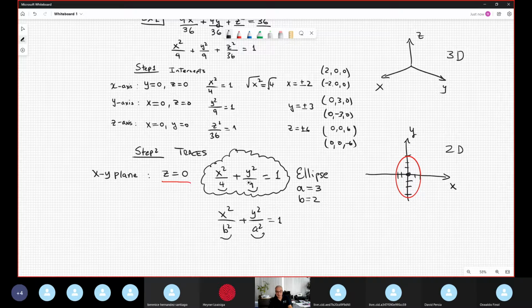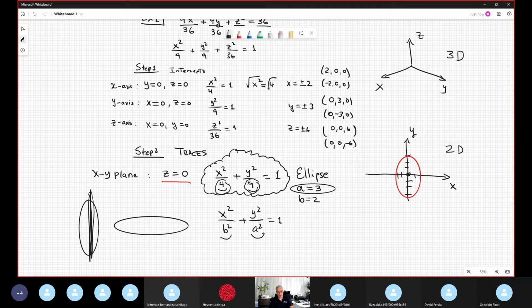a is the semi-major axis. So you don't take it arbitrarily. You take a as the big number. What is the bigger number between 9 and 4? It's 9. So the square root of 9 is 3. That indicates that our ellipse is like that and not like that, because the major axis is parallel, or coincident in that case, with the y-axis. Clear? Good. Let's continue with the traces.